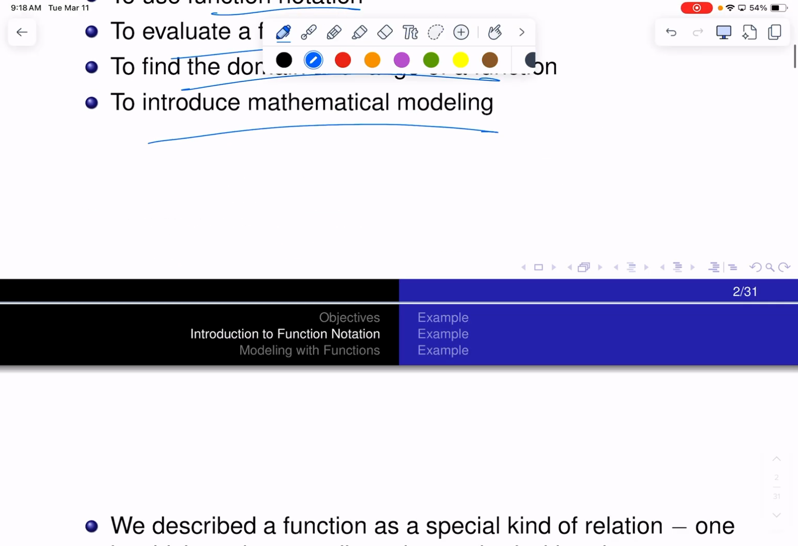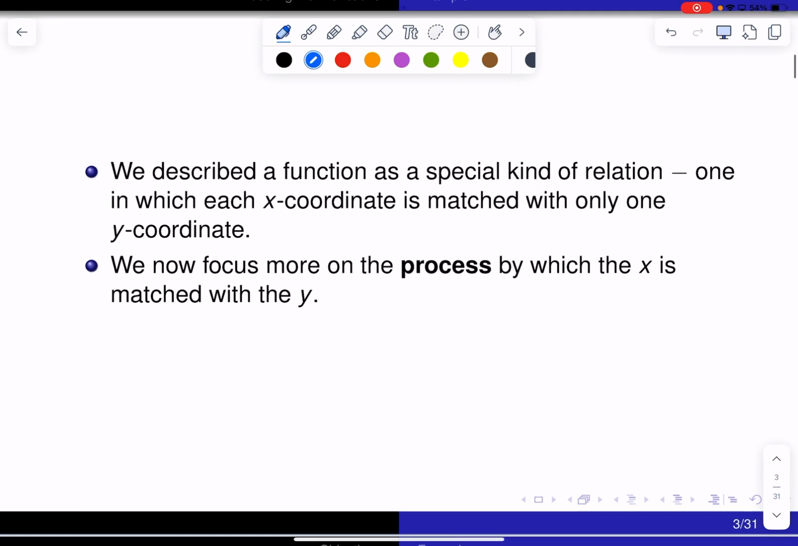Okay? All right. We described a function as a special kind of relation. Somebody remind me what a relationship is. No, a function is when you have one x paired with one y. But what's a relationship?